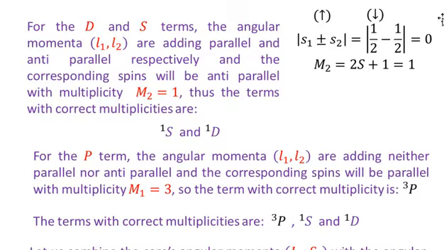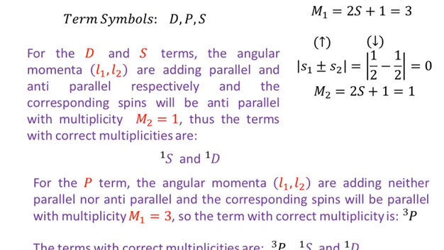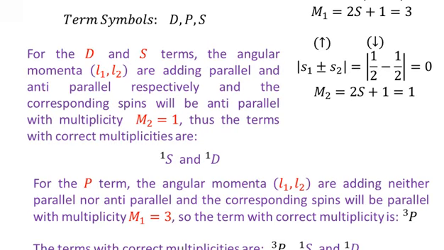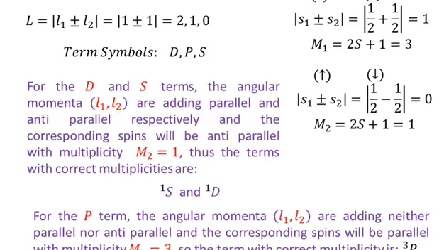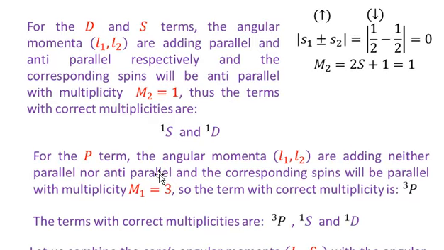For the P term, you see that the P term was obtained when the orbital angular momenta L1 and L2 were not parallel or anti-parallel. So they are making different directions. In that case, the addition will result in the form of P terms. So for the P term, the angular momenta L1 and L2 are adding neither parallel nor anti-parallel, and the corresponding spins will be parallel with the multiplicity M1 equal to 3. So the term with the correct multiplicity is 3P.